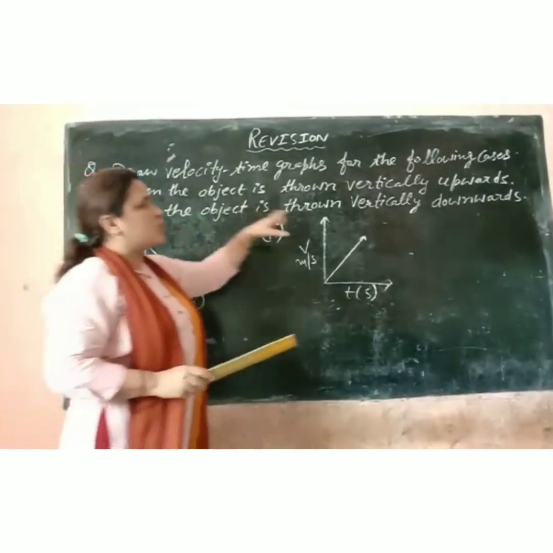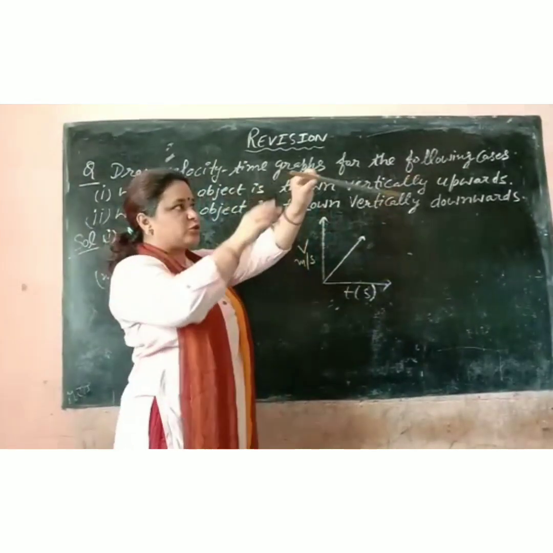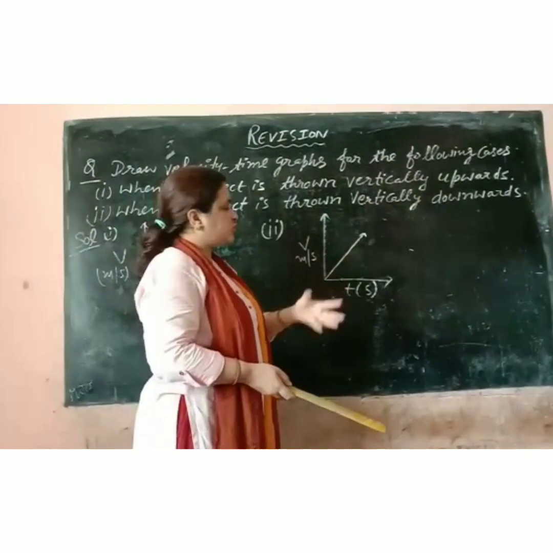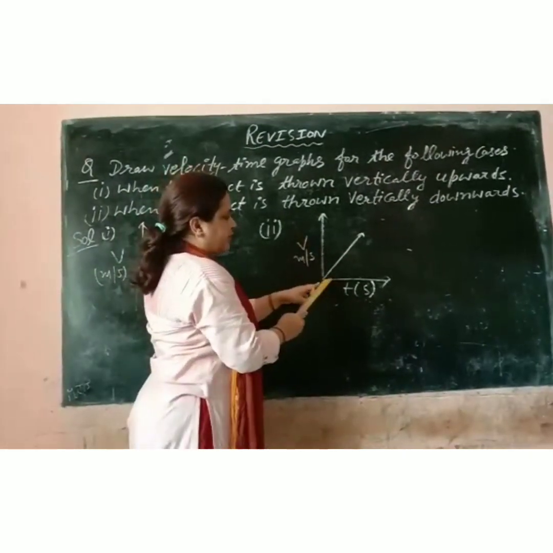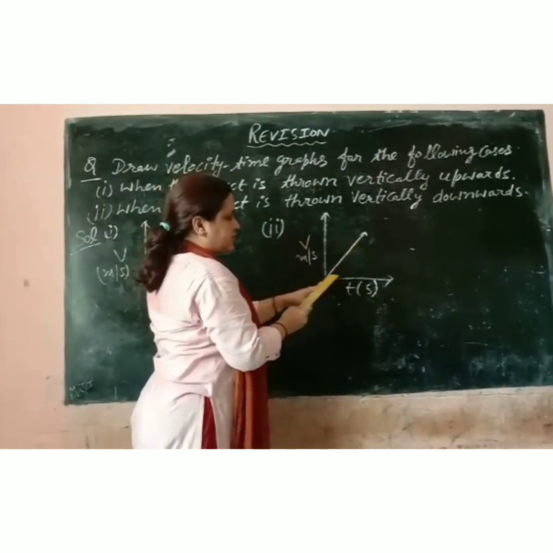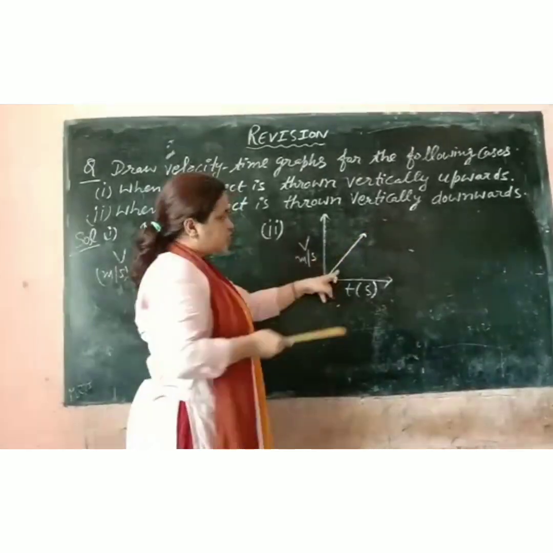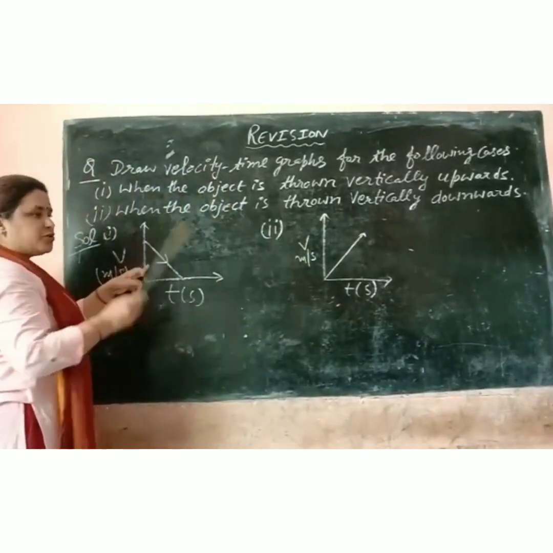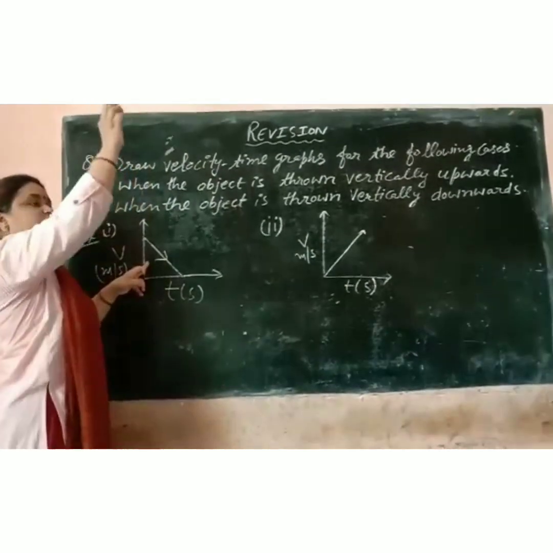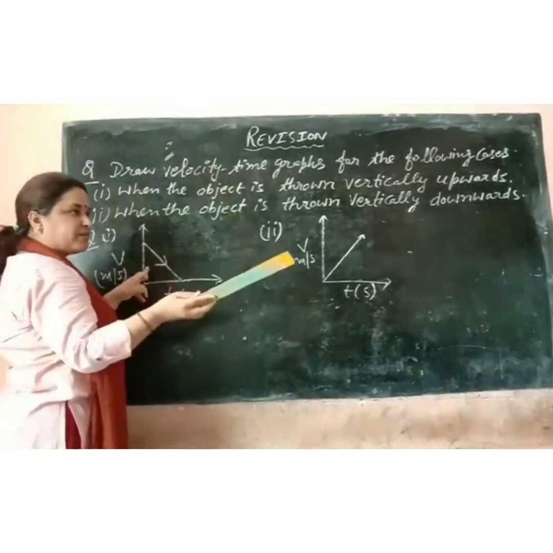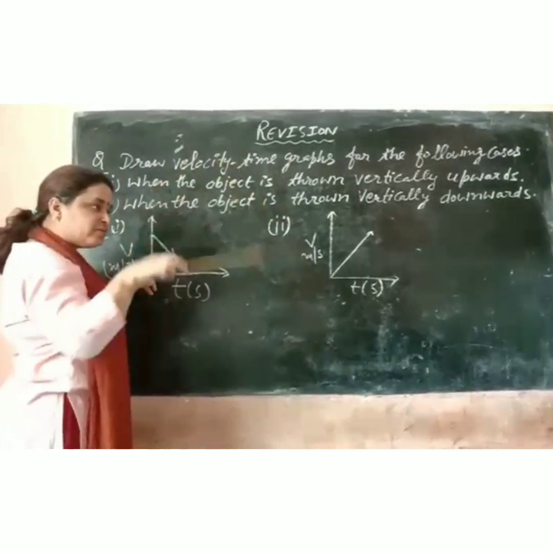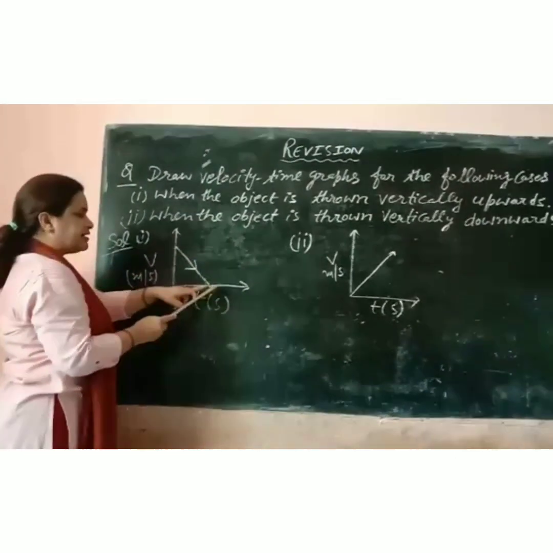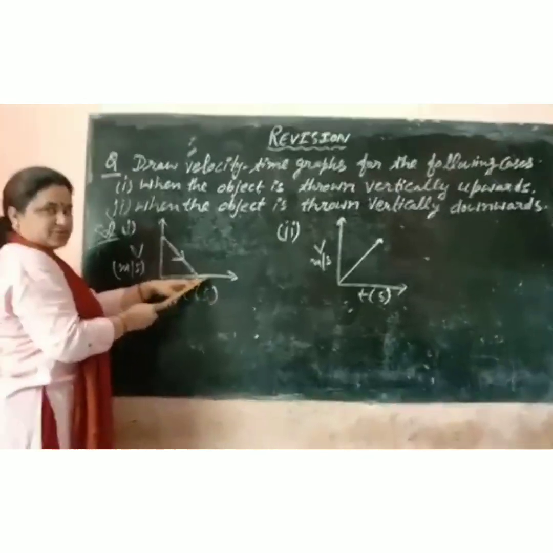Second, when the object is thrown vertically downward, you know that when we throw anything from top to bottom, speed increases, velocity increases. So whenever velocity increases, the graph always slopes upward. So this is the graph. When thrown upward, you know that velocity decreases. At the highest point, like a ball comes to rest when you are playing cricket, and then it comes down. So in the situation thrown upward, at the highest point velocity is 0.